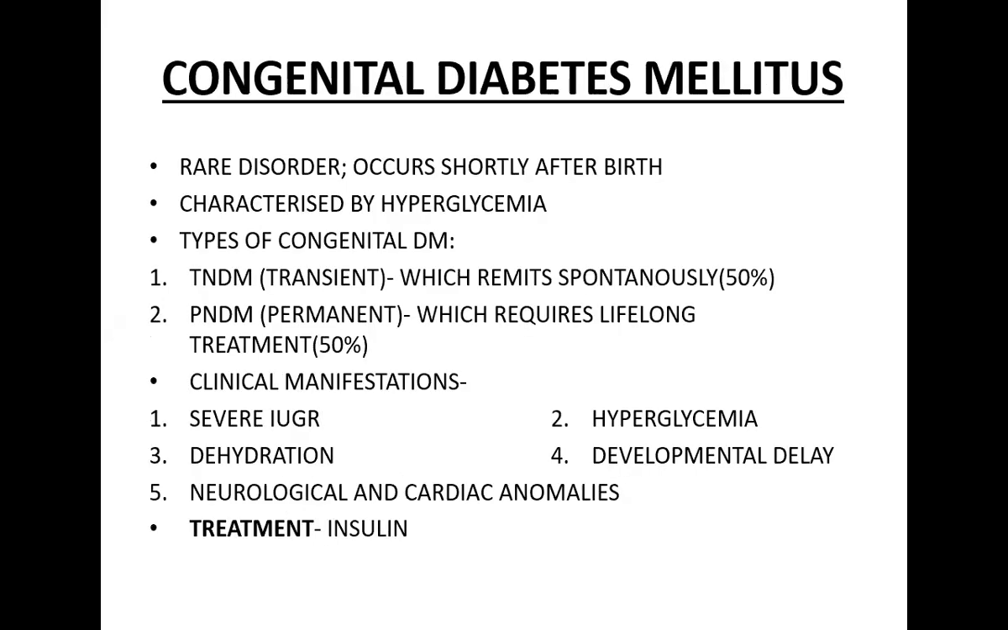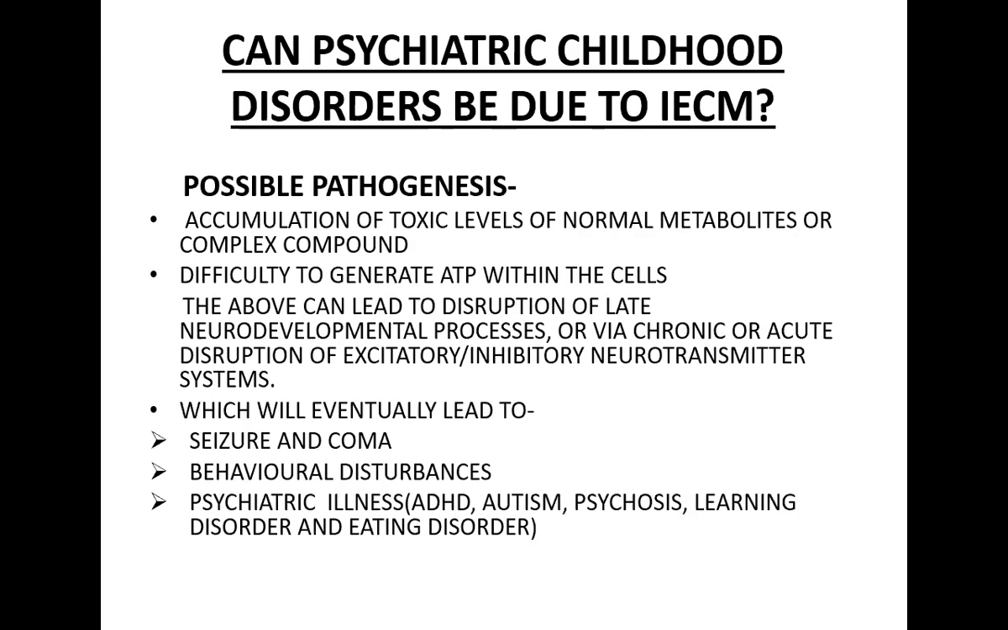Congenital diabetes mellitus is a very rare disorder that occurs shortly after birth and is characterized by hyperglycemia. There are two types: transient diabetes mellitus, which remits spontaneously and is seen in 50% of the cases, and permanent diabetes mellitus, which requires lifelong treatment. Clinical manifestations are severe intrauterine growth retardation, hyperglycemia, dehydration, developmental delay, and neurological and cardiac anomalies. Treatment is insulin.